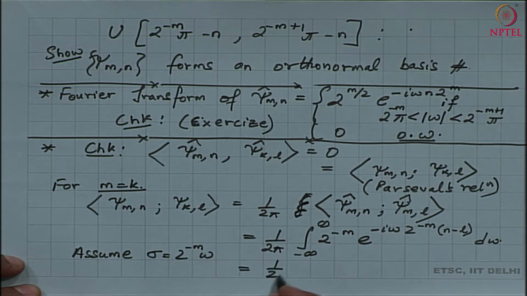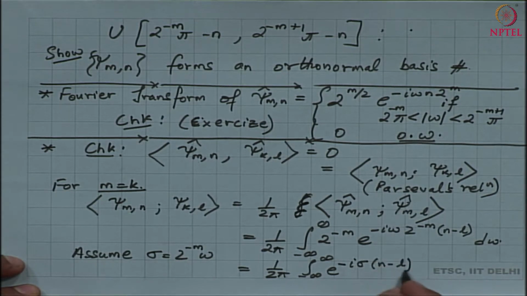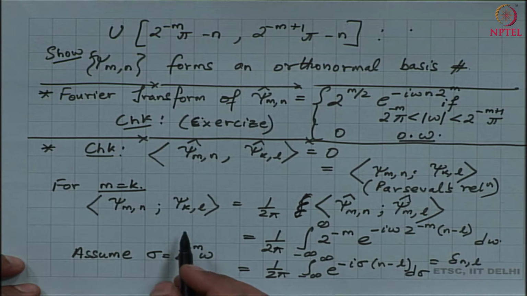I see that this integral is 1 by 2 pi integral from negative infinity to infinity e to the power negative i sigma (n minus l) d sigma. And I know from the definition of delta function that this is also delta of n comma l. So, this is delta of n comma l. Okay. So, what I have shown here is that if m is equal to k, then of course, these wavelets, the way we have described, are orthonormal.